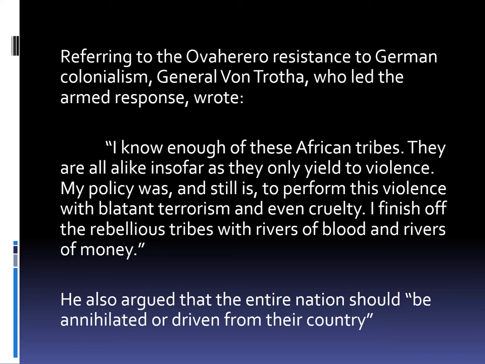He also argued that the entire nation should be annihilated or driven from their country. It's not often that we get to hear leaders, military leaders, or political leaders so openly state the purpose of their violence and its scope. We do find that in historical records, but generally speaking, it's usually more veiled under ostensible logic of civilizing, under other forms of language that are used to cover up the naked brutality that General von Trotha was not opposed to speaking and writing.